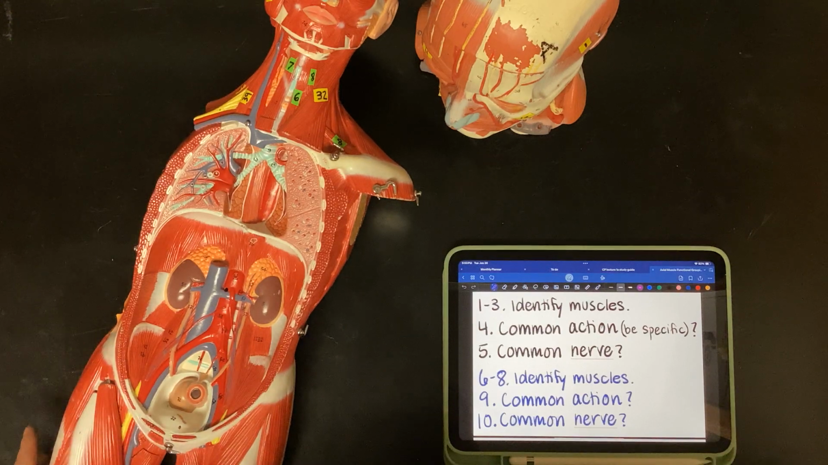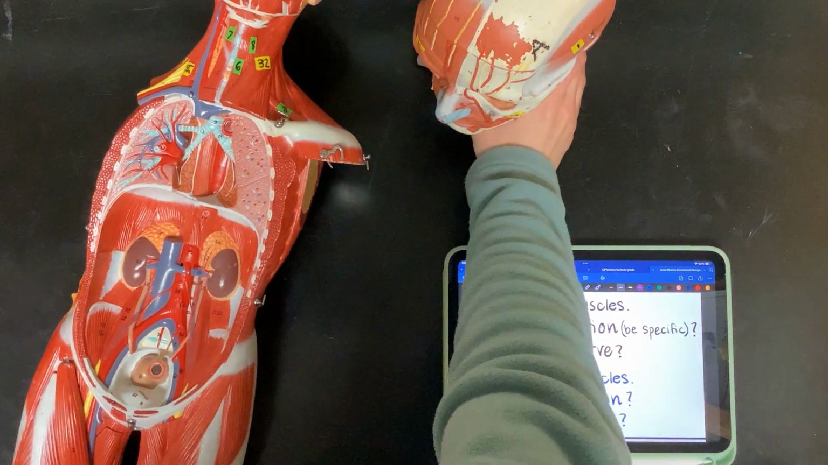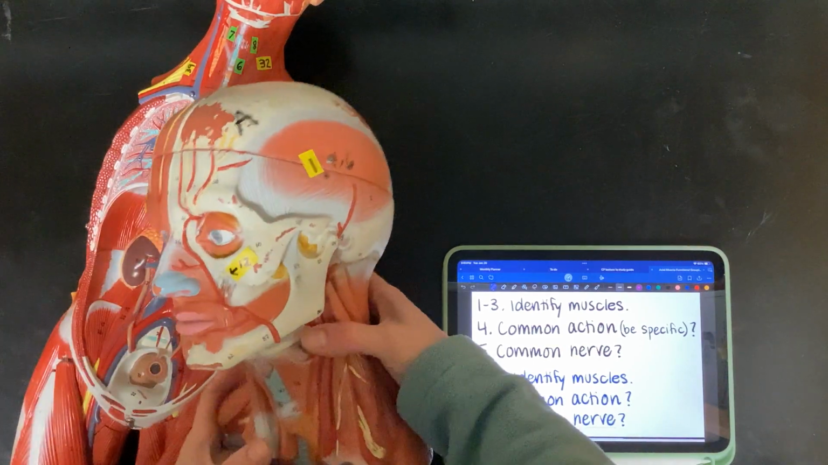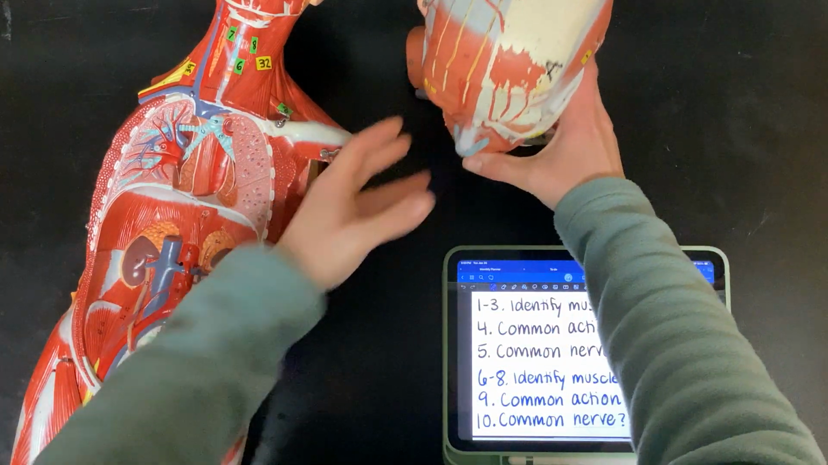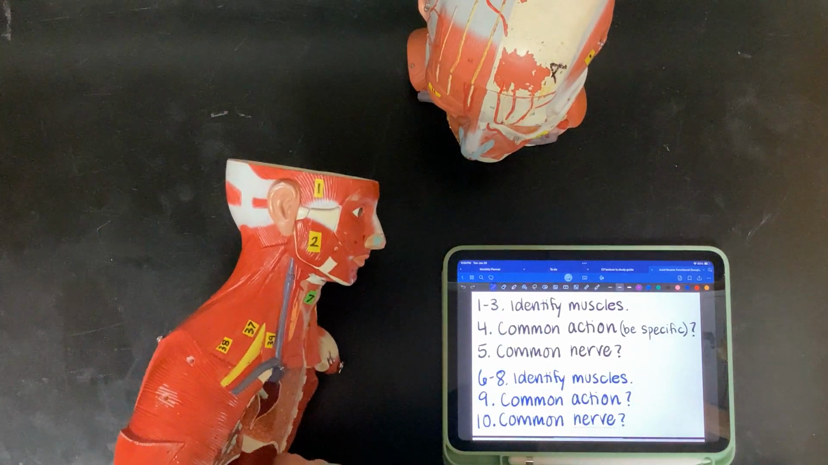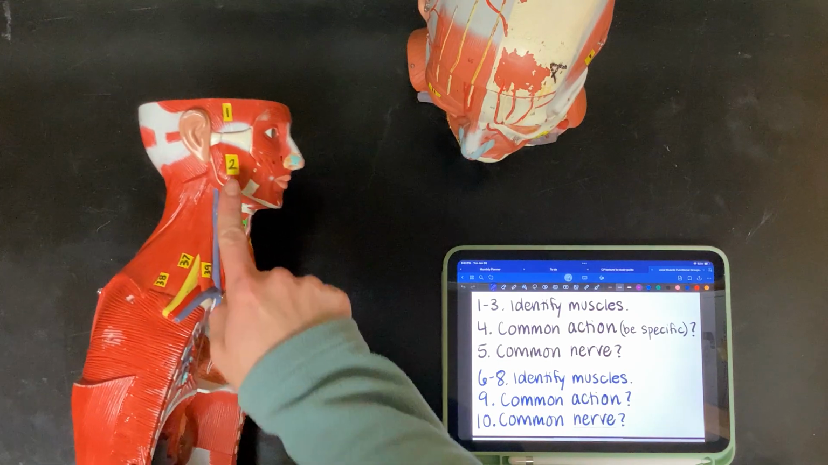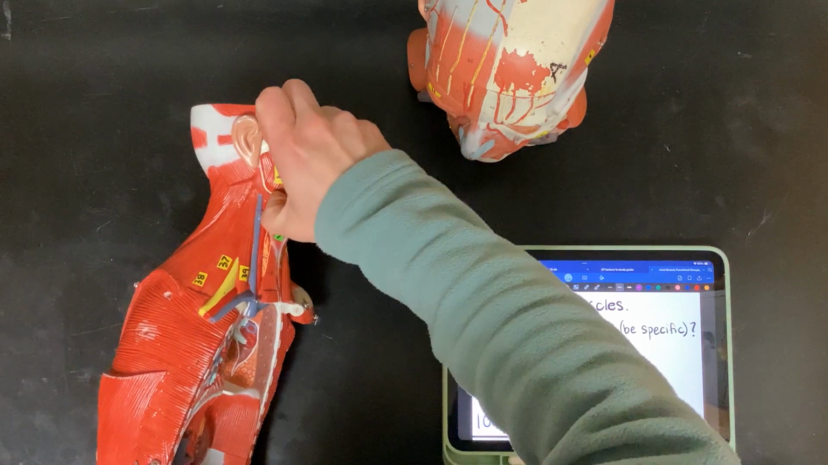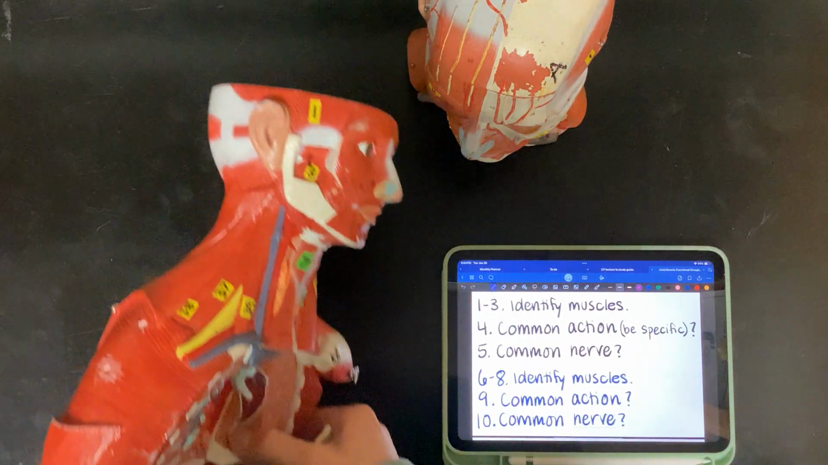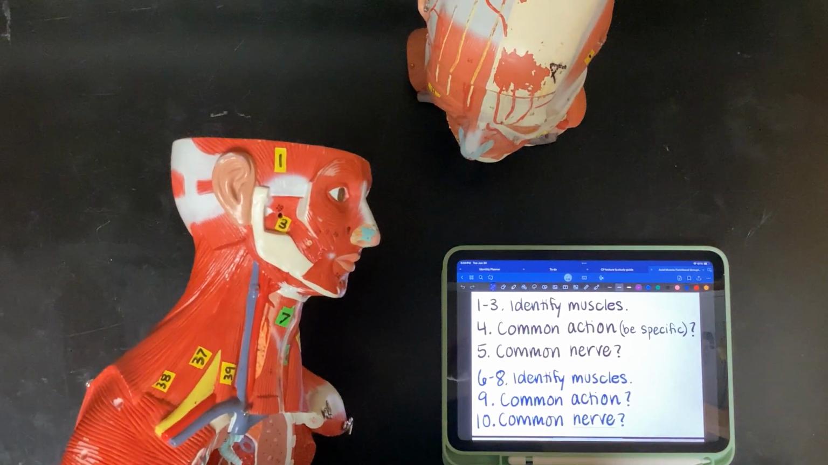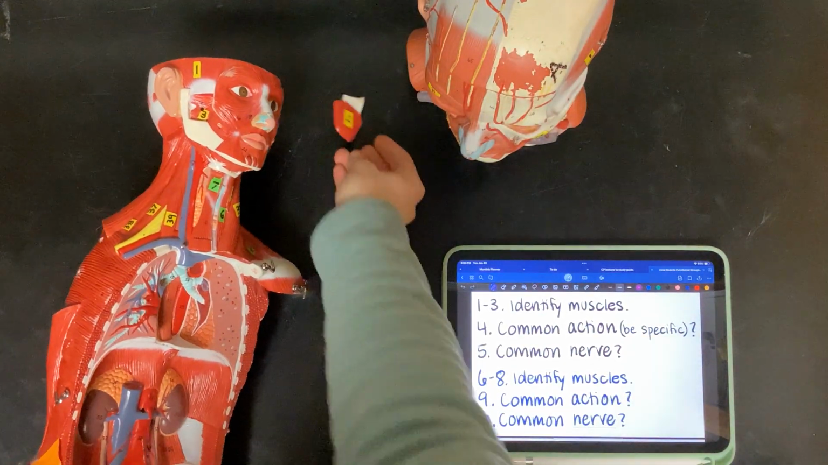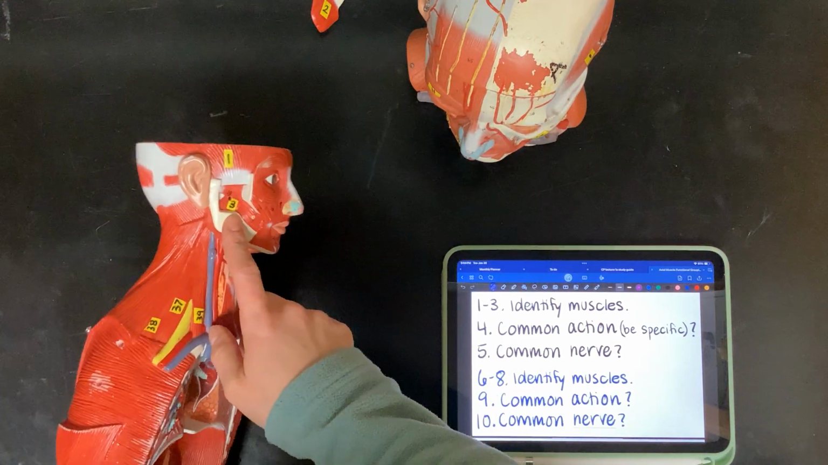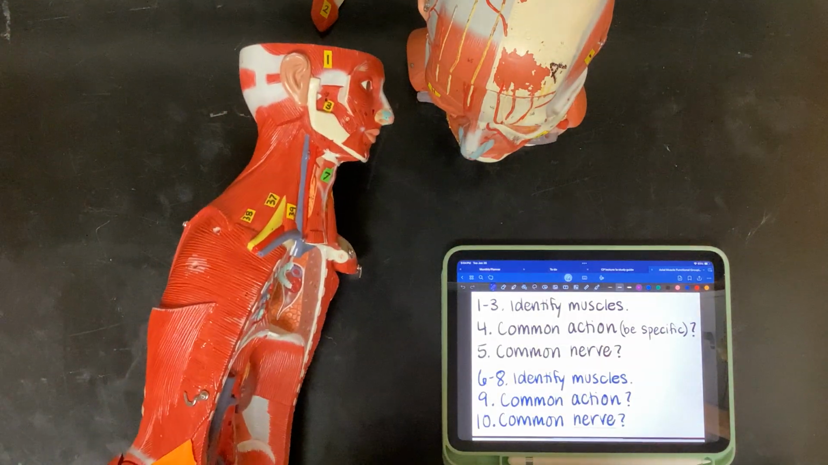Okay, let's get started. I have multiple models as well, so I might be switching back and forth. First, I have number 1 here. I've also tagged it here. It's just better seen on the other model. 2. And then 3 is seen after removing this. 4 is asking what's their common action, and remember to be specific for this one. And common nerve.